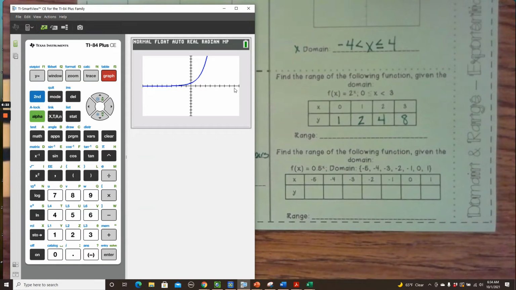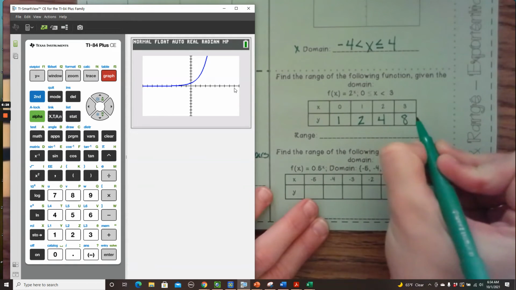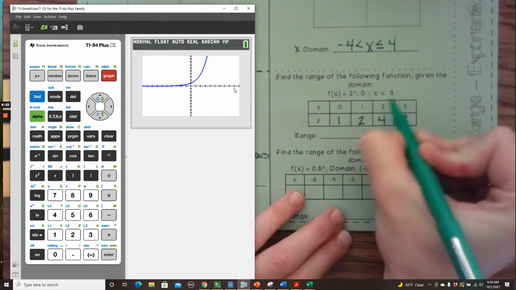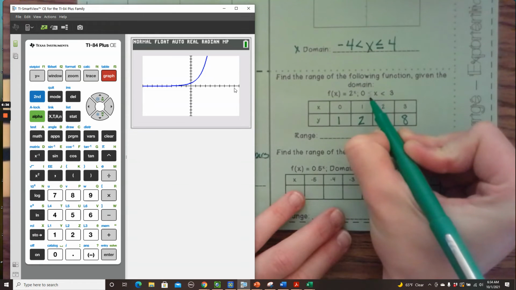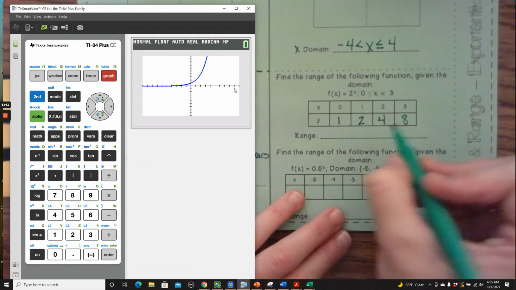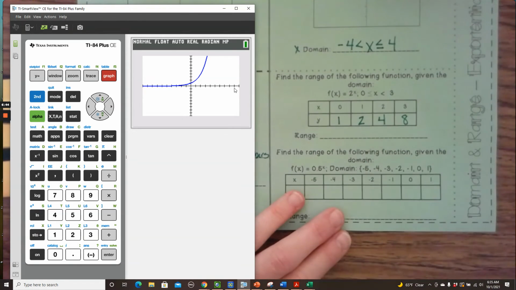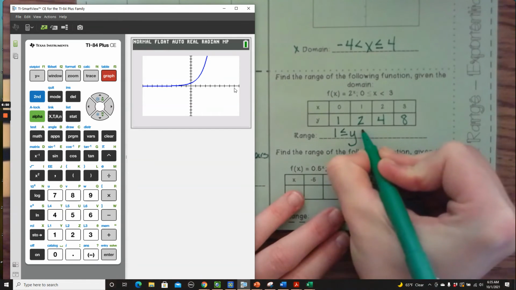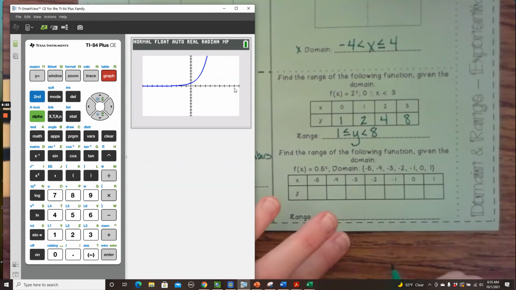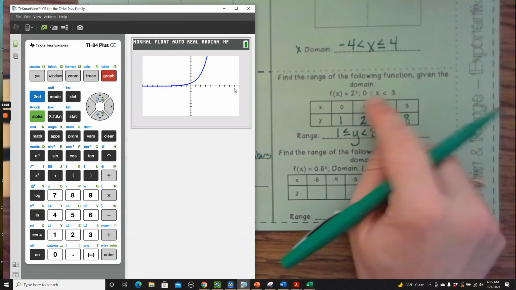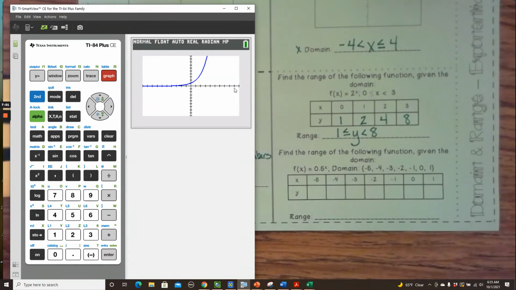We're not talking about a specific set of ordered pairs. So remember, if it's just ordered pairs and they're not connected, then we would just write 1, 2, 4, and 8. But since we've been given the equation and we've been given this parameter here, as long as x is greater than or equal to 0 and as long as x is less than 3, I can write my range using those values. So 1 is less than or equal to y, which is less than 8. Okay? So again, if we're just given ordered pairs and we're not given the equation in this parameter here, then that's when we would write the individual numbers.